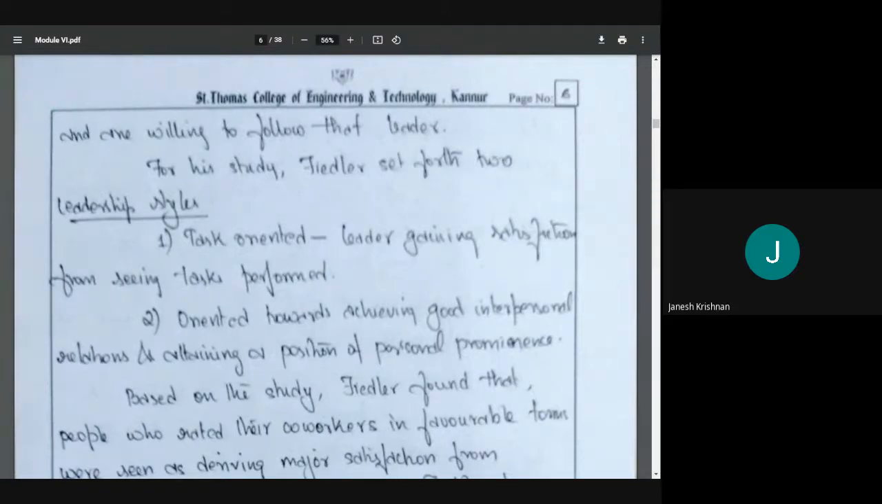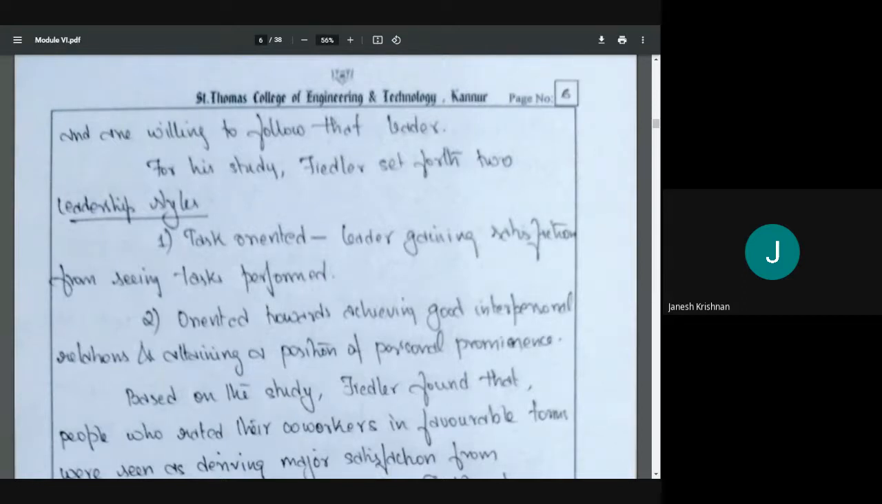And what's the second one? The second one is oriented towards achieving good interpersonal relations, and attaining power and a position of personal prominence. In this second type of leadership, the leader tries to get into a good relationship with the subordinates. If he can do that, he gets a prominent position. Personally, he will be prominent. Everyone will be looking up to him. He's a very good boss. These are the two.